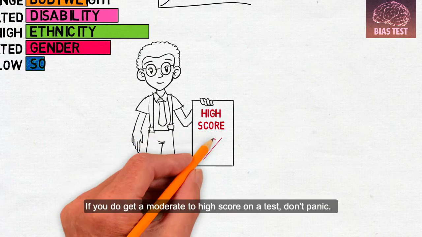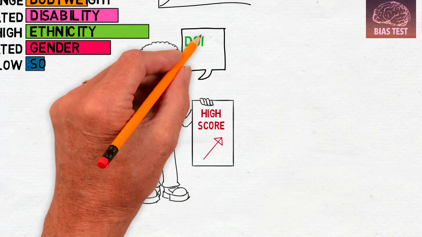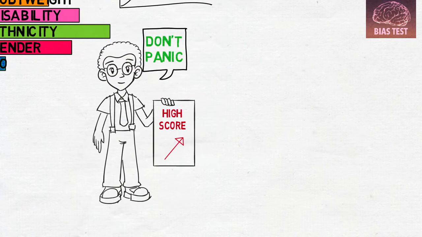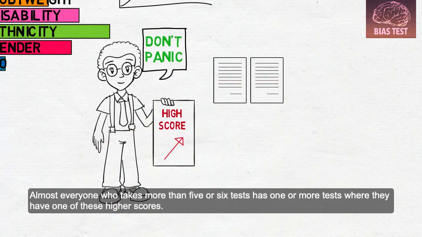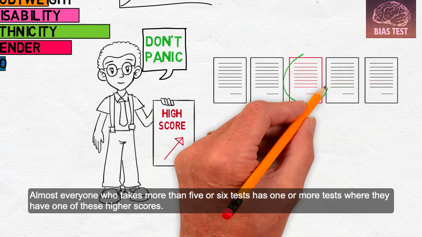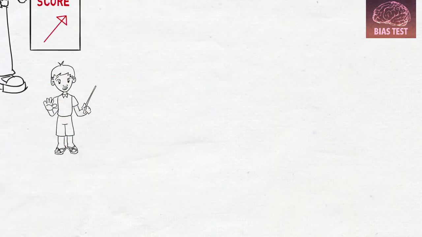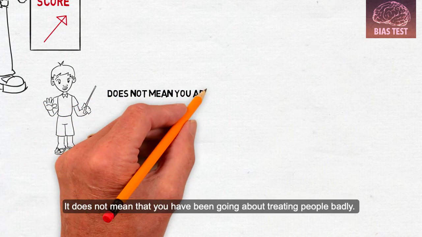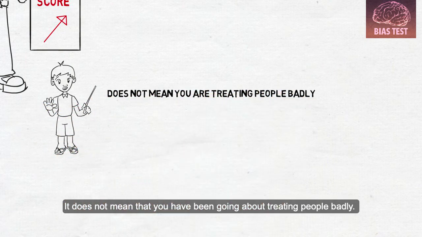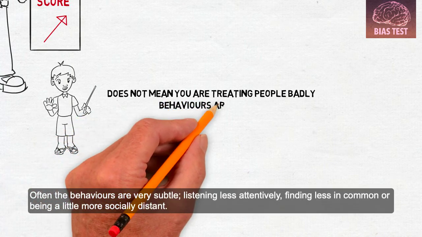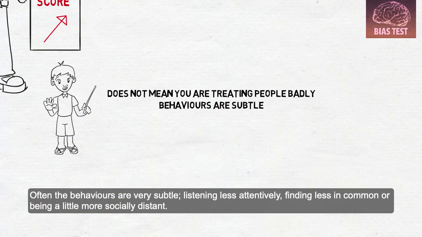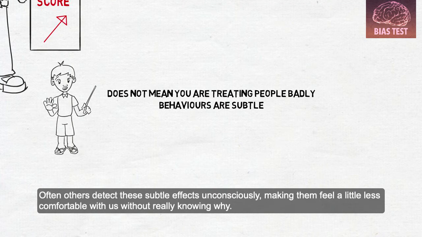If you do get a moderate to high score on a test, don't panic. Almost everyone who takes more than 5 or 6 tests has one or more tests where they have one of these higher scores. It does not mean that you have been going out treating people badly. Often the behaviours are very subtle, listening less attentively, finding less in common, or being a little more socially distant. Often others detect these subtle effects unconsciously, making them feel a little less comfortable with us without really knowing why.